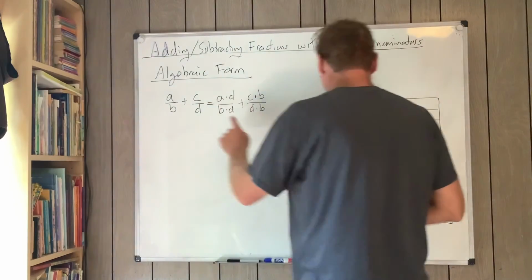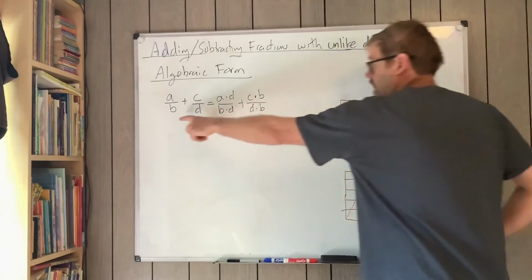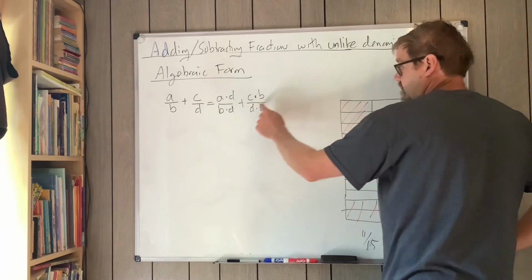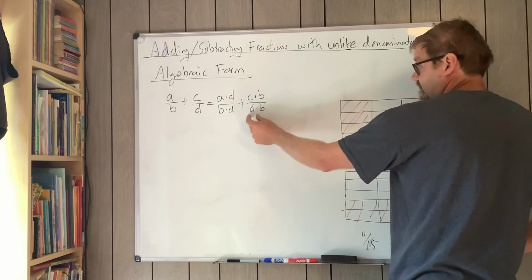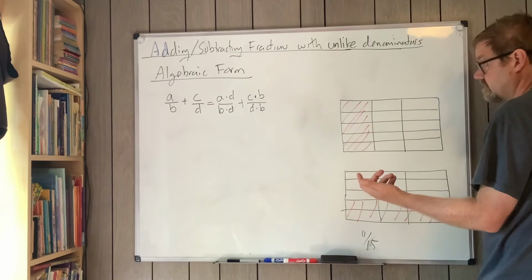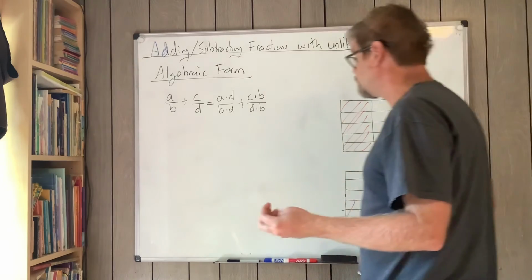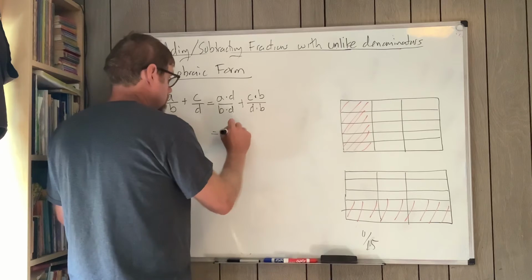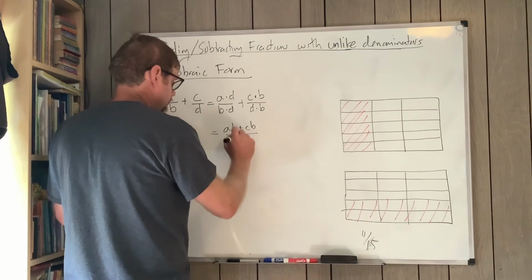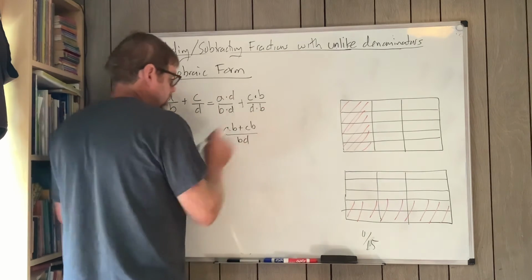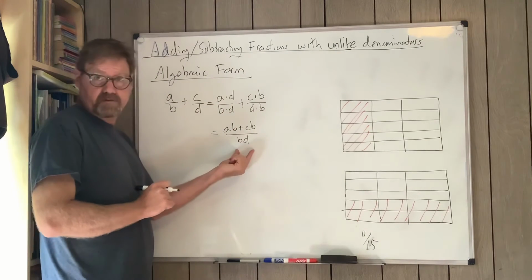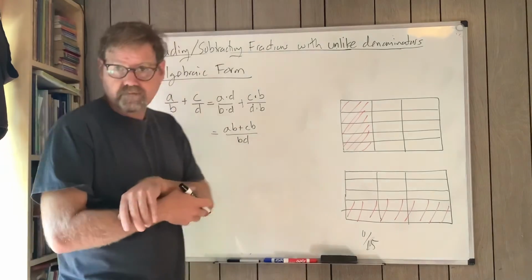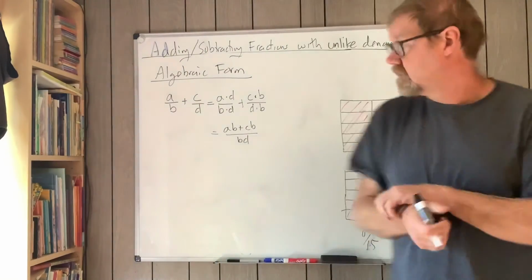I'm going to multiply this by b. In my other case, I had thirds, so I took my thirds and multiplied by 5 to get 15ths. In this case, I've got fifths, and I'm going to multiply by 3 to get 15ths. Now, these all have the same denominators, so we just use the same denominator rule to get that.